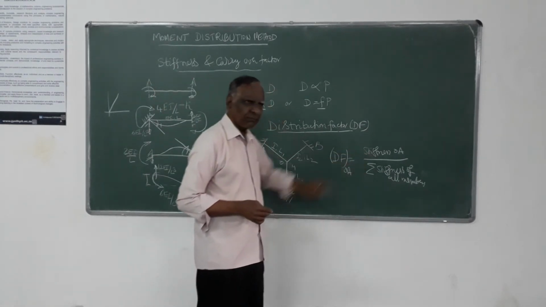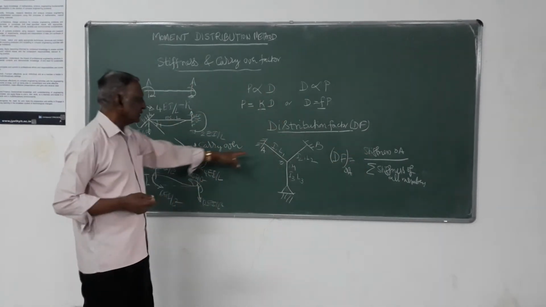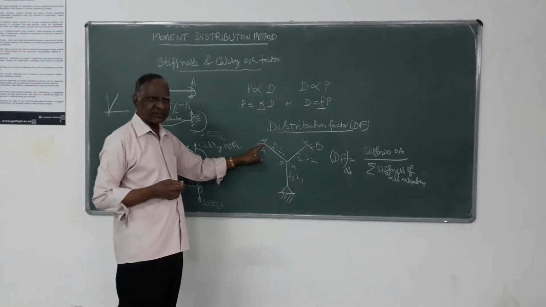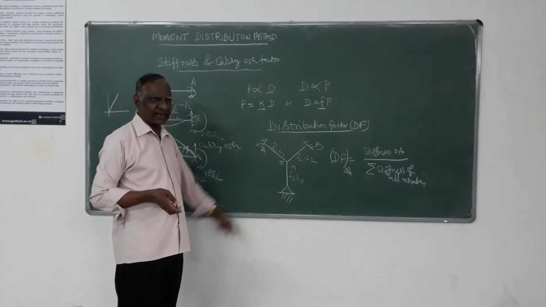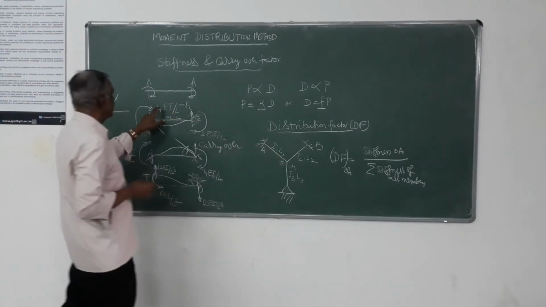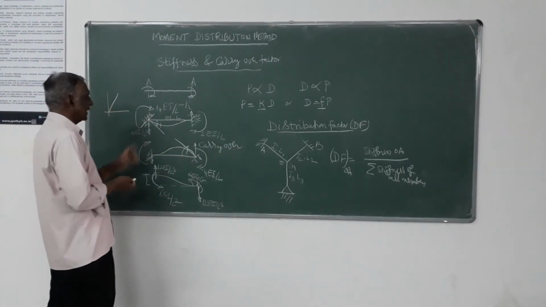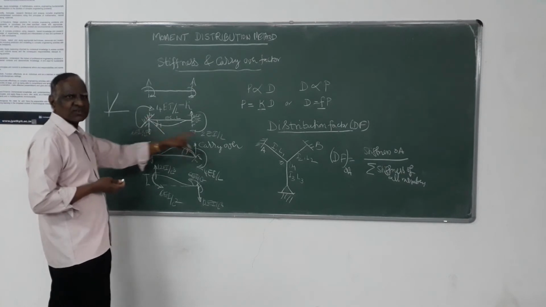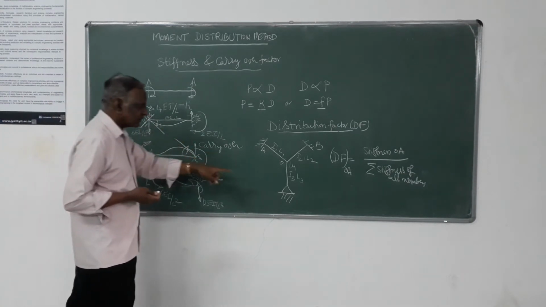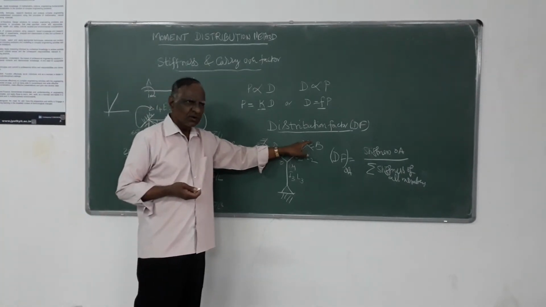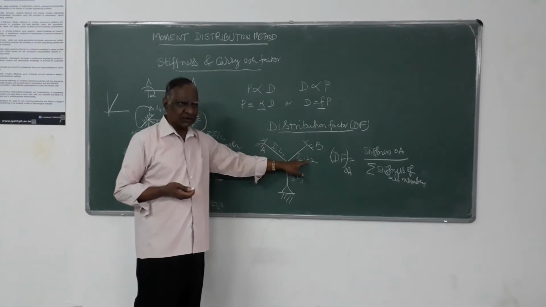The stiffness of member OA: it is fixed at one end, continuous at the other end, so it is 4EI by L. Continuous at the other end or fixed at the other end, it is similar to this, it is 4EI by L. Here also it is 4EI by L.